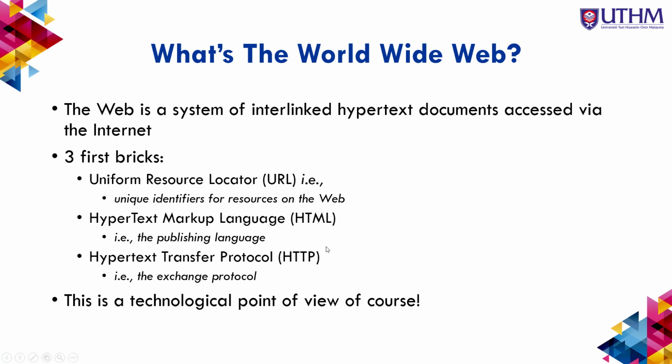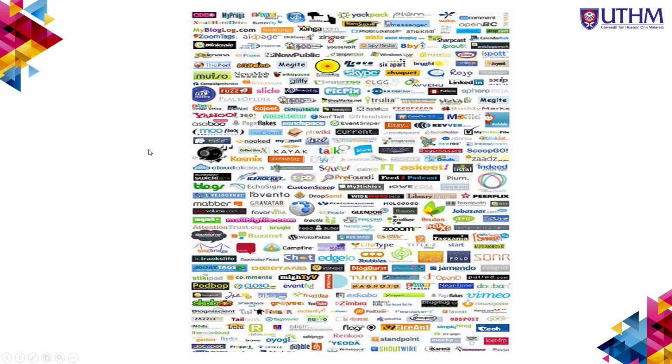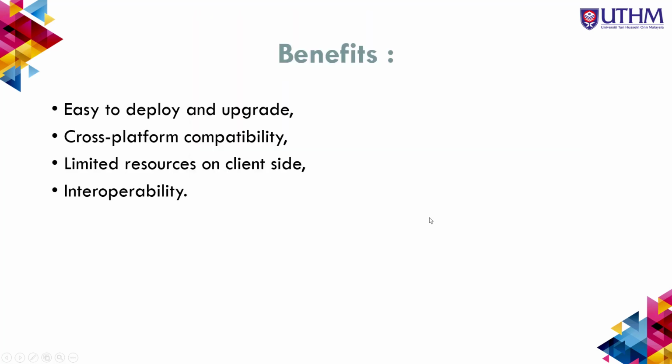So in this chapter of your web security course, most of the discussion is related to HTTP. What is the benefit? It is easy to deploy and upgrade, it has cross-platform compatibility, limited resources on the client side, and interoperability. So the benefit of using a web application is that you just need a web browser. Even a Chromebook that doesn't have a full operating system, just a cloud operating system, as long as it has a web browser, you can use that web application.